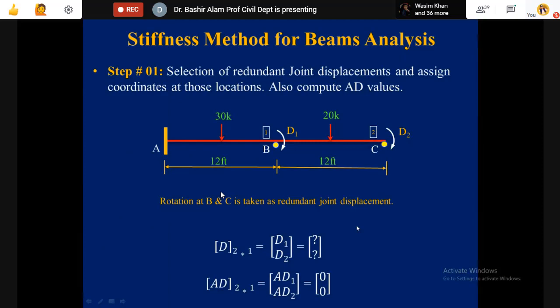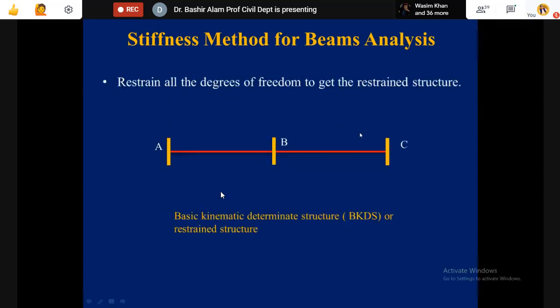After this, we go to step number 2 now. This is our basic structure, as one of the students said, where we will be fixing at B, providing a fixed support at B, and providing a fixed support at C. So this is our restrained structure now.